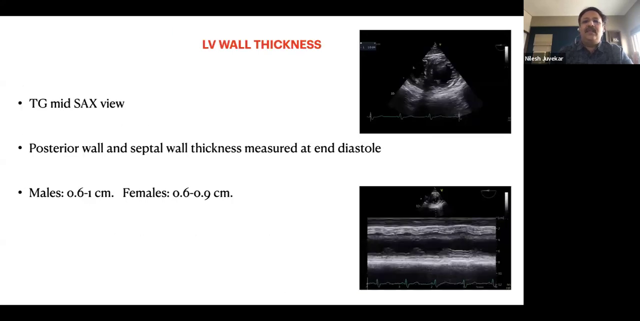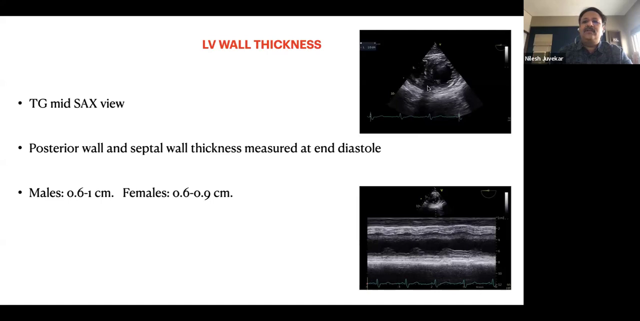Now coming to LV wall thickness. We take the transgastric mid short axis view, and in this view we can take linear measurements. This is your posterior wall, and this is your septal wall. In diastole, we freeze the frame at end diastole and take these two measurements. Alternatively, we can pass an M mode through the center of this, and from this to this in diastole would be your posterior wall thickness.